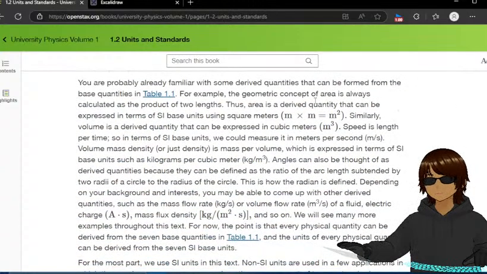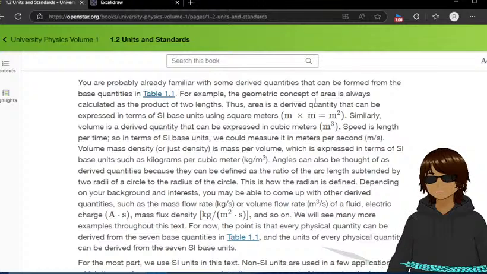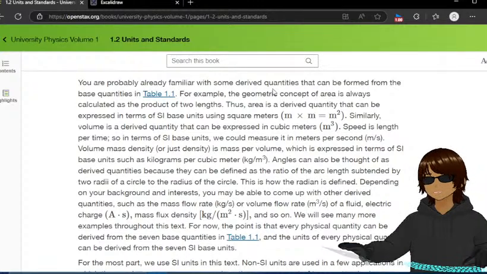You're probably already familiar with some derived quantities that are formed from the base quantities. For example, the geometric concept of area is always calculated as the product of two lengths. Thus, area is a derived quantity that can be expressed in terms of SI base units using square meters. Similarly, volume is a derived quantity that can be expressed in cubic meters.